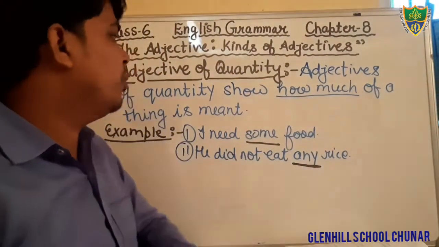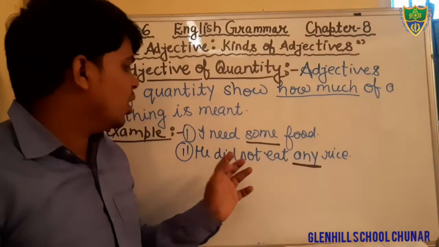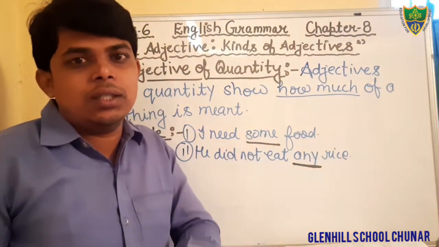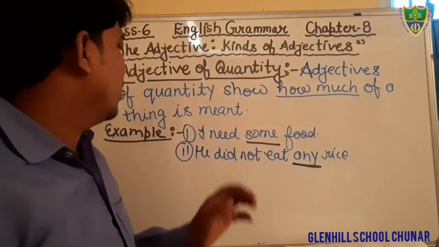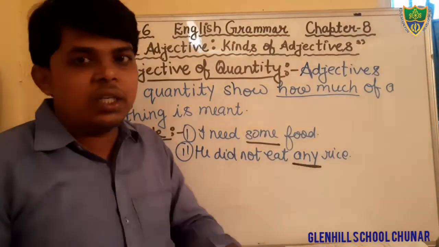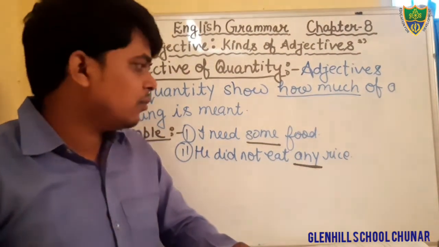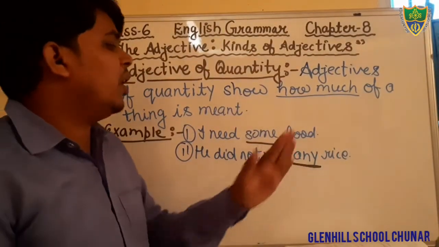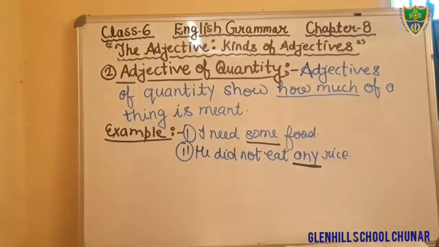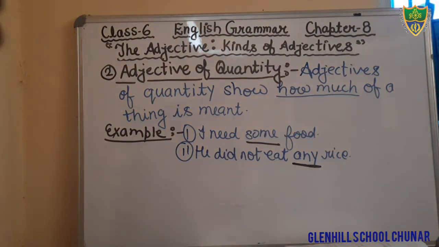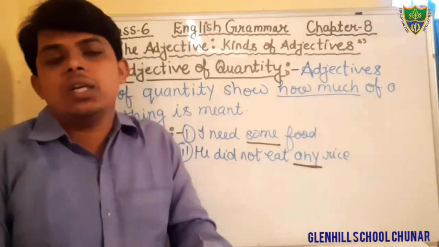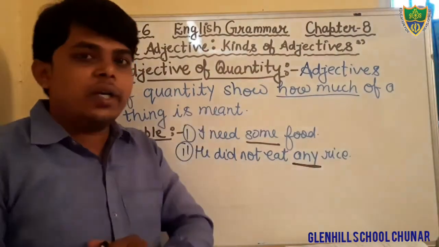Okay, students, I hope that you all have understood the things. He did not eat any rice. So, in this sentence, the word any is adjective of quantity. Okay, students? So, I hope that you all have understood the things, adjective of quantity.